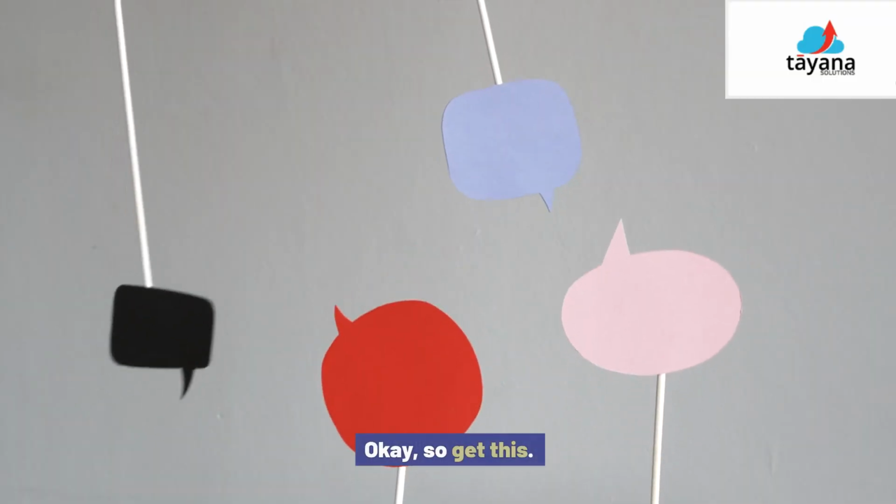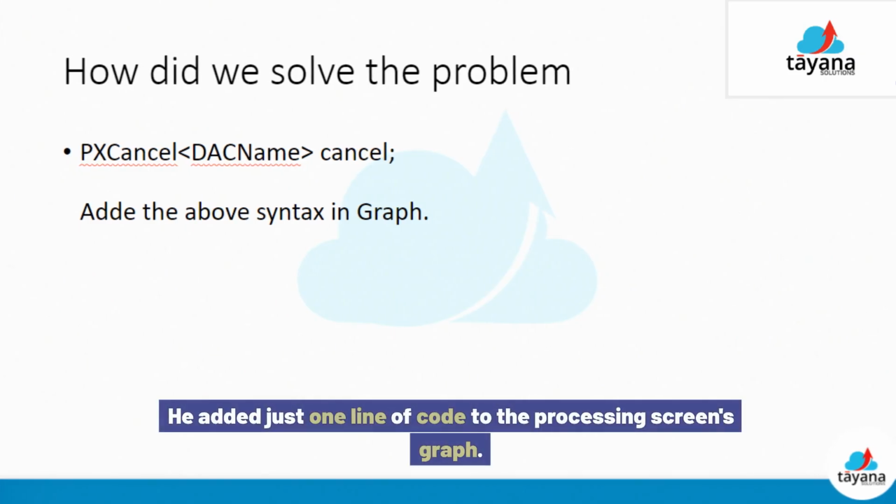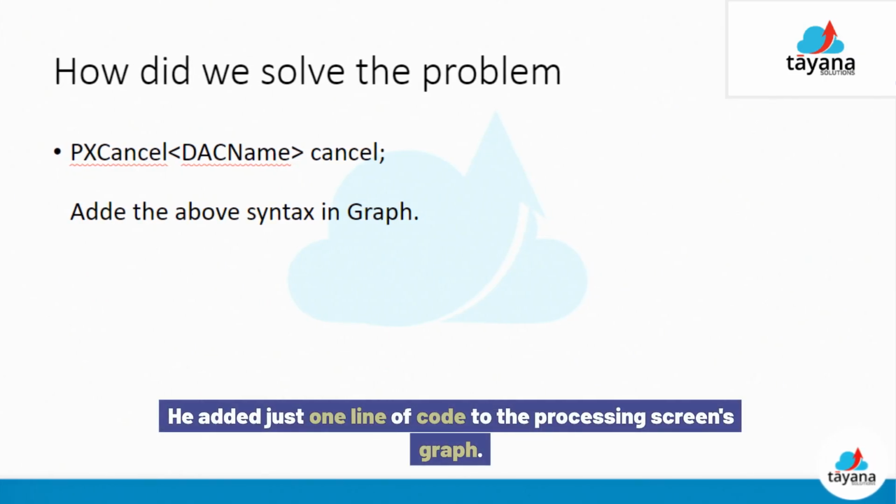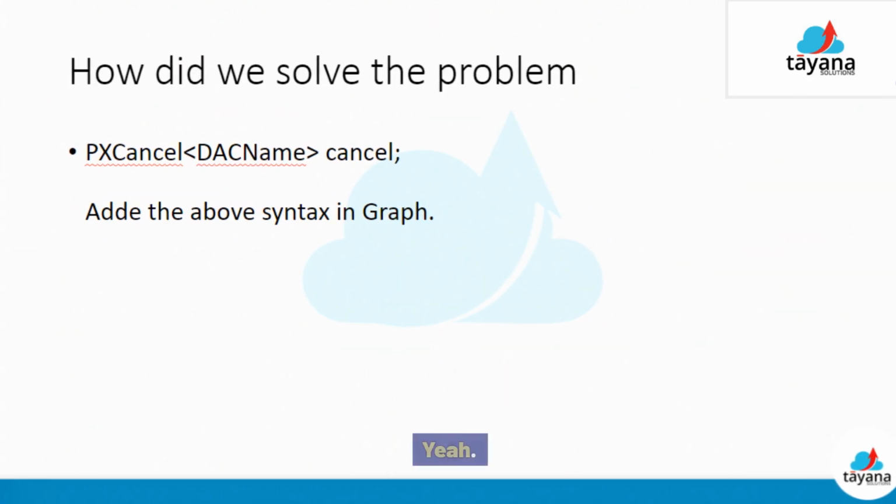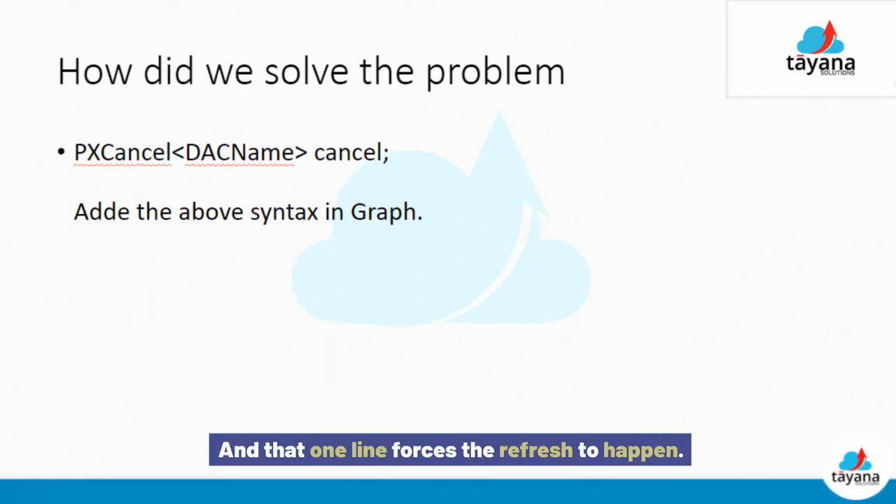How'd he fix it? Okay, so get this. He added just one line of code to the processing screen's graph. Wait, really? Just one line? Yeah, and that one line forces the refresh to happen.